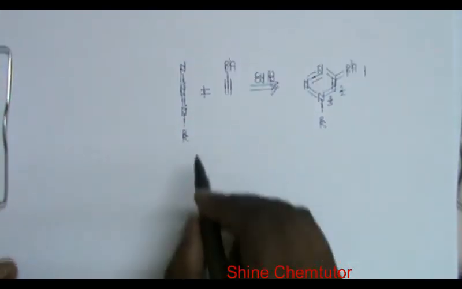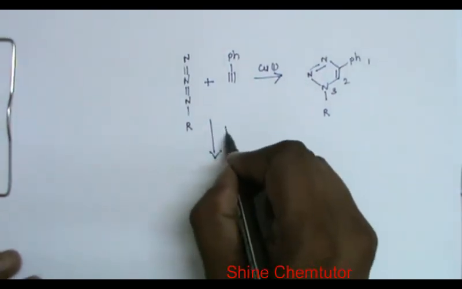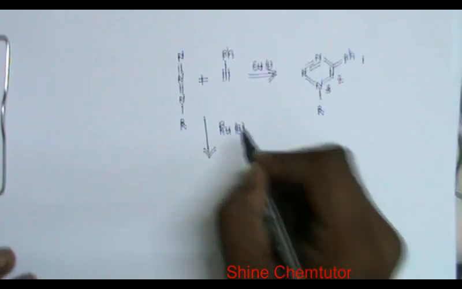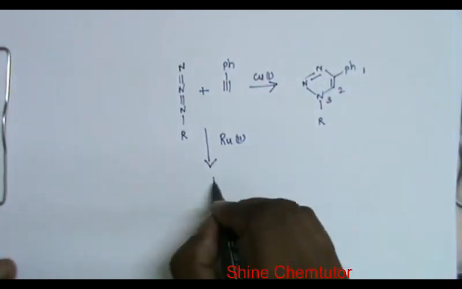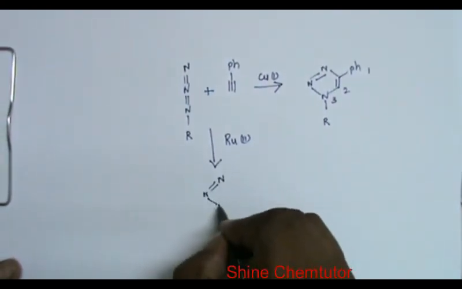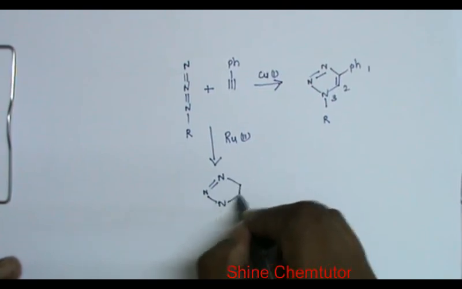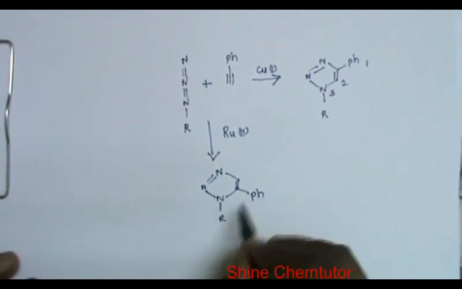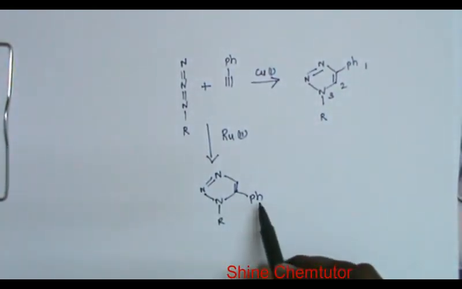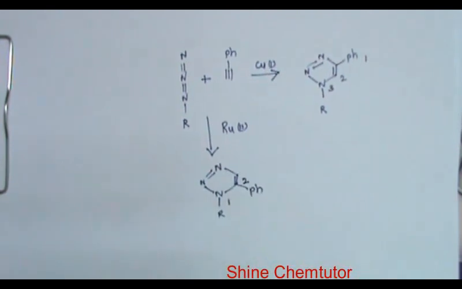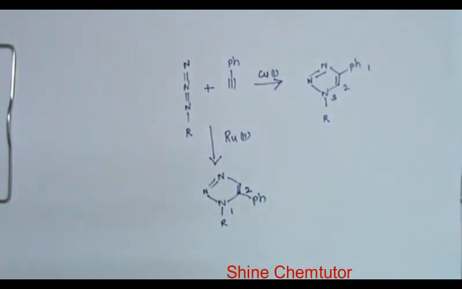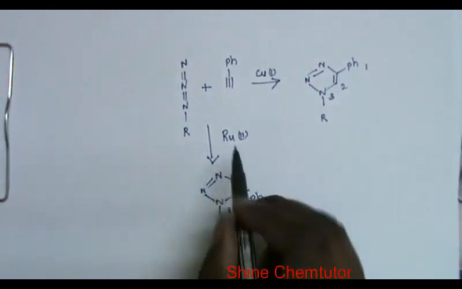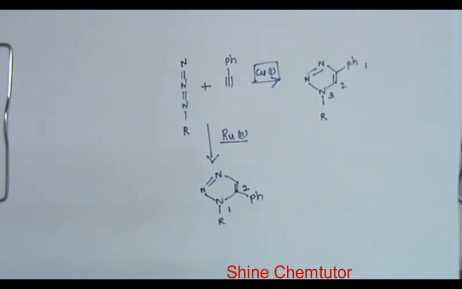Same thing if you go for ruthenium(II) catalyst. The product, whatever you get, will be like this. Nitrogen, so R and Ph, they are present on 1,2 atoms. You can change the selectivity by changing the catalyst. It is very important. So far it has not been asked, but we can expect it in the future.